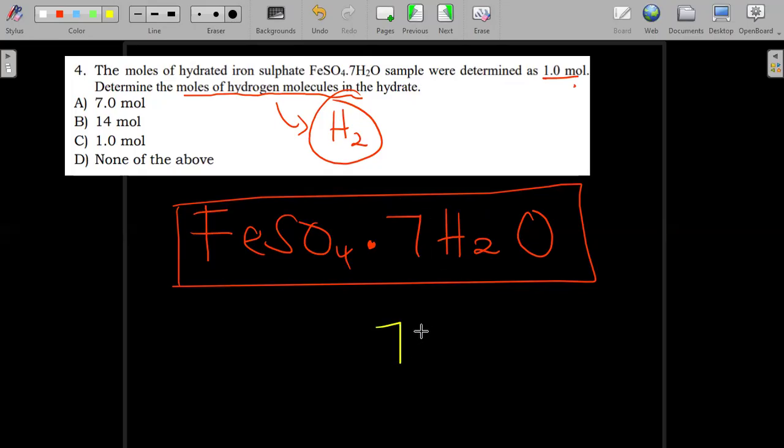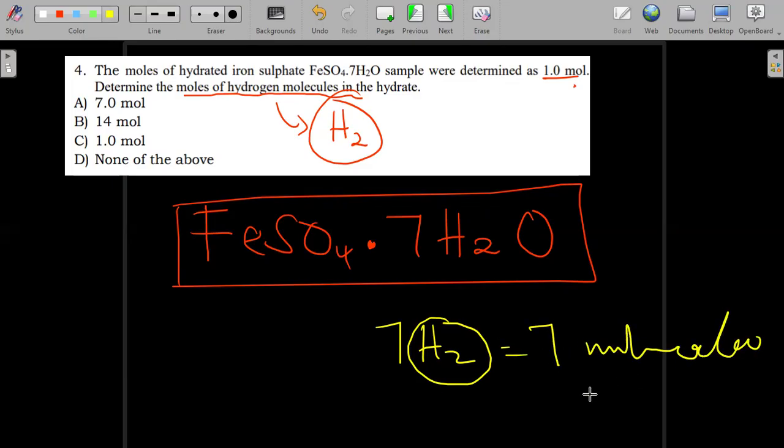So there's a 7 and then there's H2. This one here is just one molecule and then we are multiplying by 7. So it means there are 7 molecules of the hydrogen. So you pick your answer as 7. That's one of the questions that they can ask you.